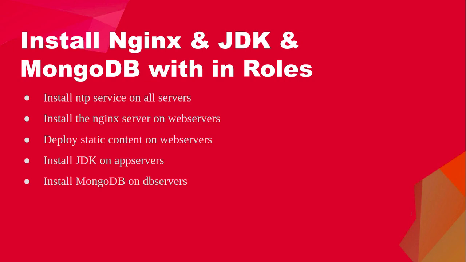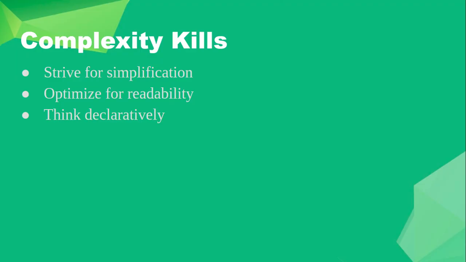So these are some examples, like install NTP service on all servers, install Nginx server on web server, install JDK on app server, and install MongoDB on DB server. Okay, these are some examples that we can do. Now let's talk about some best practices that we should follow.